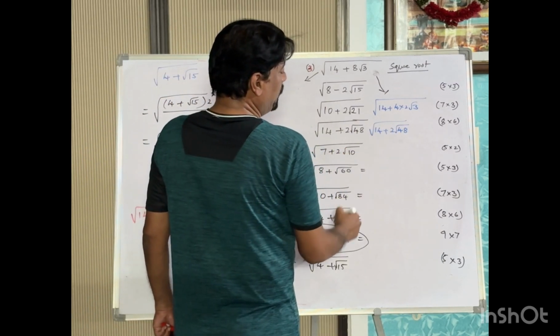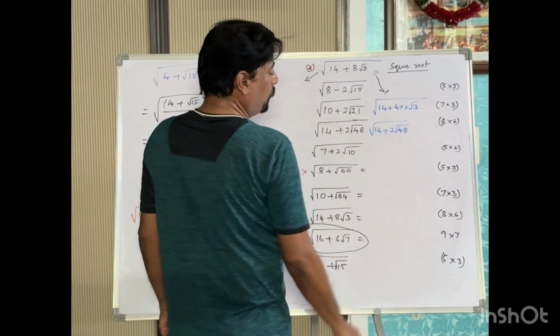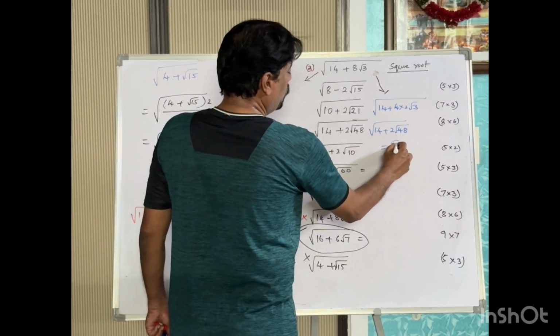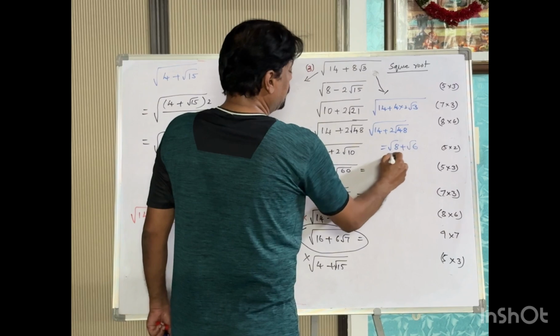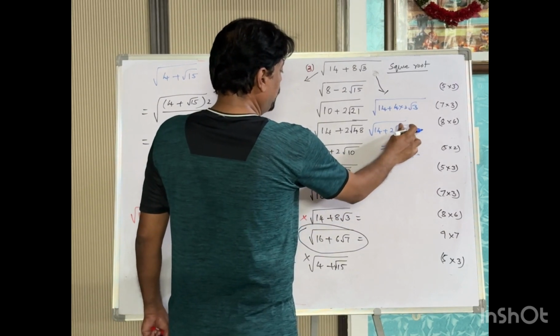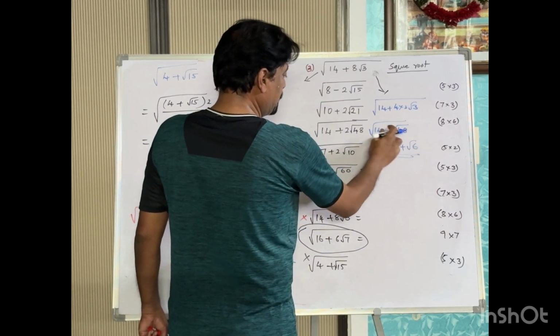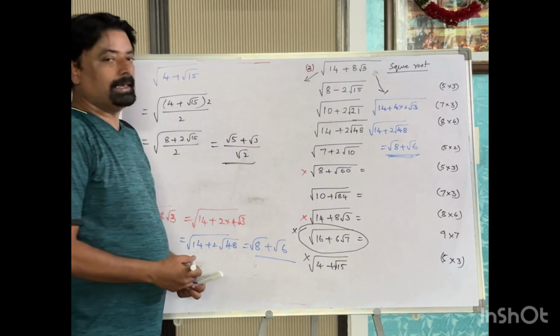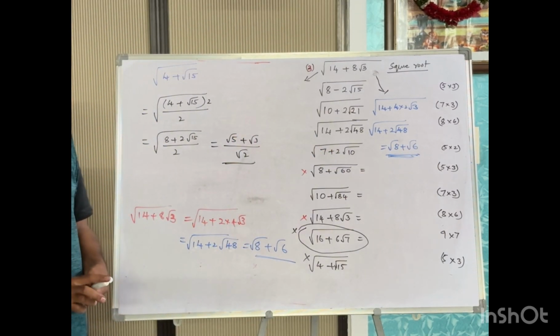Now you need to split 48. If you add, you want to get 14. So that is nothing but 8 6 are. The answer will be root 8 plus root 6. 8 6 are 48 and 8 plus 6 is 14, plus is there. The answer is root 8 plus root 6. Like this we can solve these type of questions.